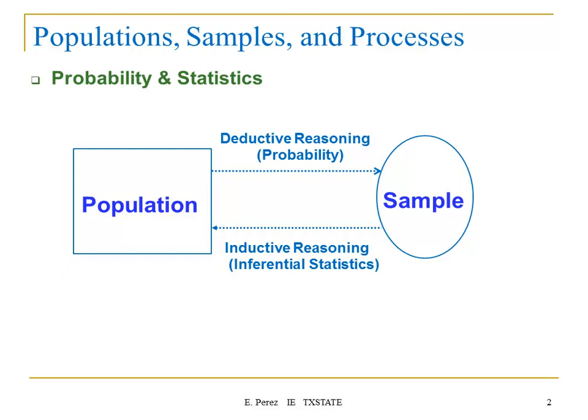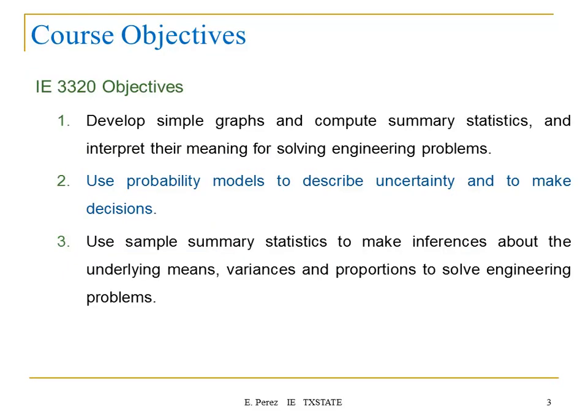So we're still in this area. We are basically using some probability models to describe or to make a prediction of how the sample will describe the population. So the IE 3320 objectives, again, we're still in the second objective, which is use probability models to describe the uncertainty from the population to make decisions.